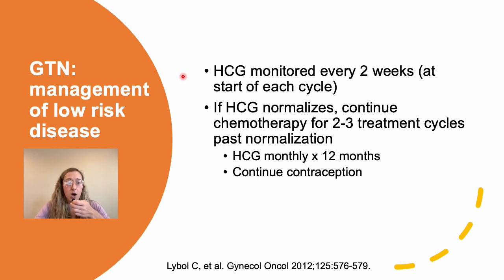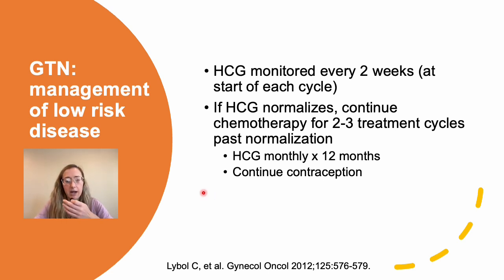Like we just said, you're going to monitor betas every 2 weeks at the start of each cycle. And then once it normalizes, that's what you would expect, then you're going to continue for 2 or 3 treatment cycles. I will say that I just referenced this paper down here, which talks about the 2 versus 3 cycles. Relapse rates were higher in patients treated with 2 consolidation courses, is what we call it. After your beta has normalized and you're continuing chemotherapy, they're called consolidation chemo. And so patients who were treated with 2 cycles as opposed to 3 had higher relapse rates.